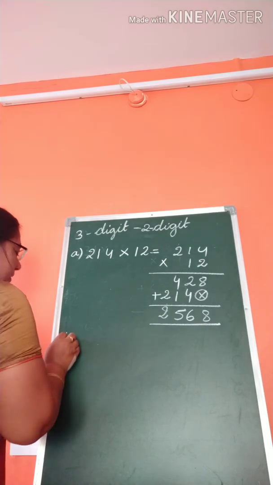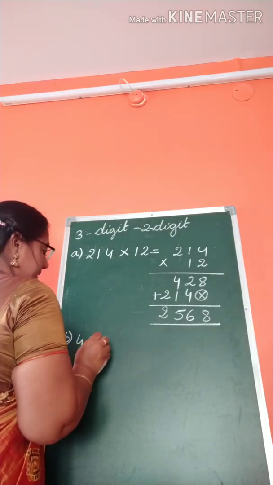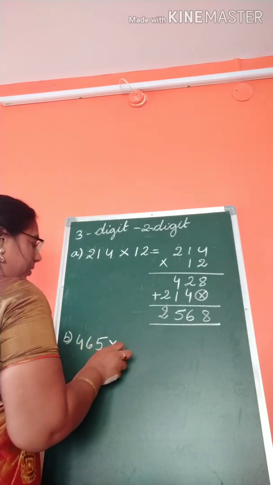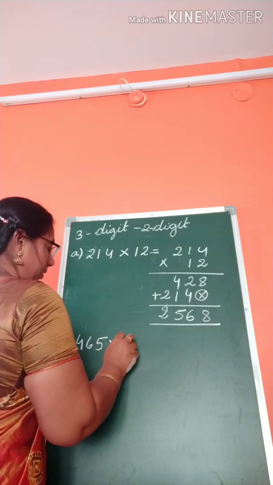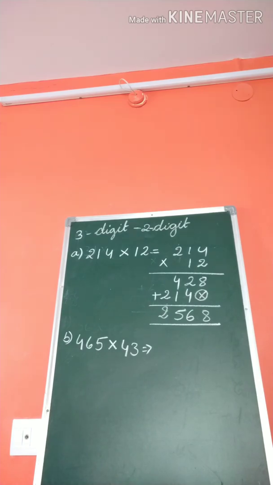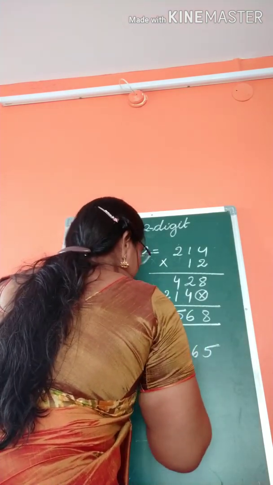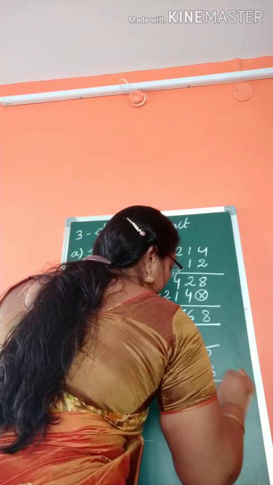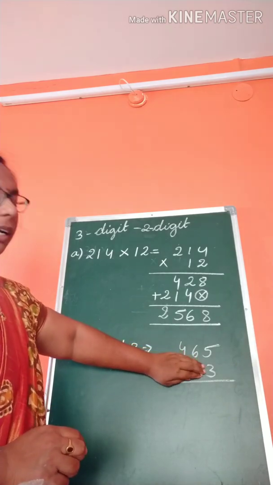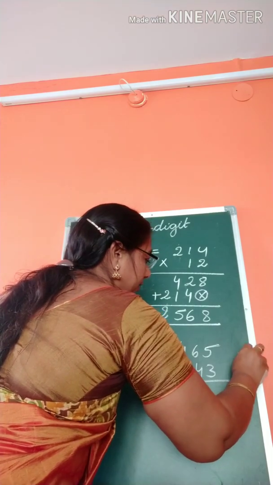See one more example, children. Let us take 465 into, suppose, 43. So this is the sum we have to do. Arrange them, children. 465 into 43. Okay, the same process again. You have to do multiplication with 3 only first. So 3 5s are 15.